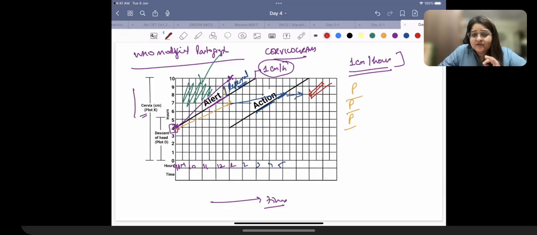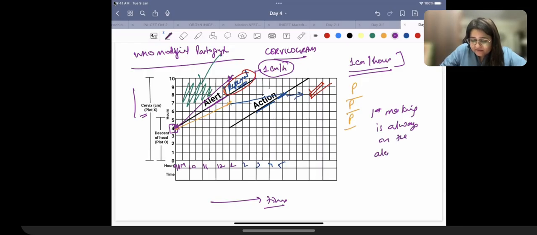Okay. Alert line is called the referral line. Okay, at this point you will refer. If you do not have facilities for caesarean section, you're going to refer the patient to a higher center if it crosses the alert line. Also remember, another important point is that the first marking is always on the alert line.